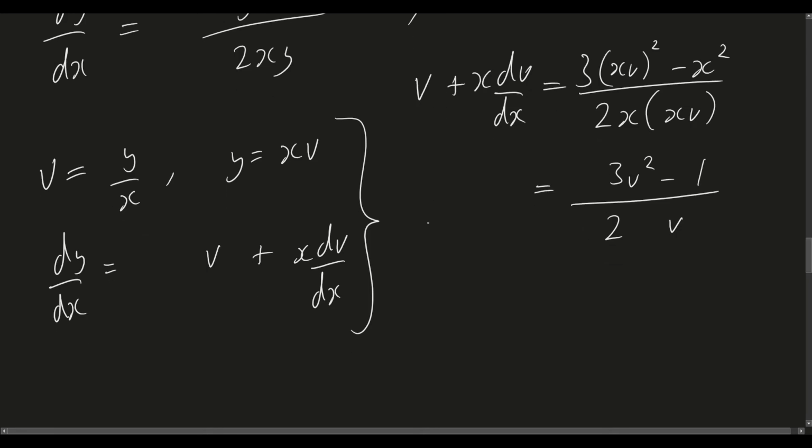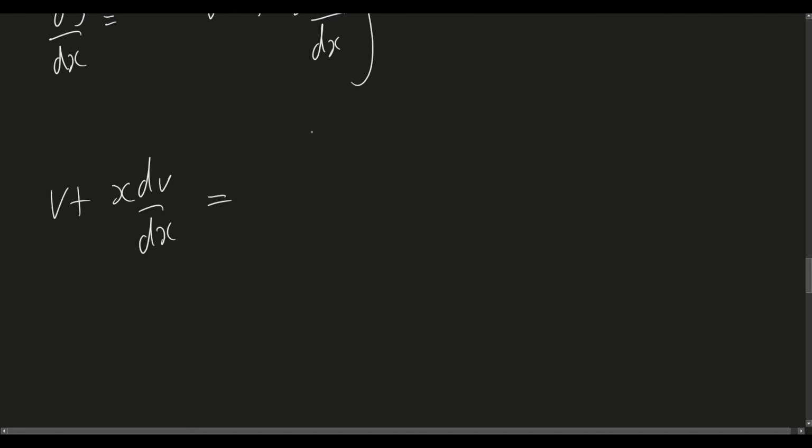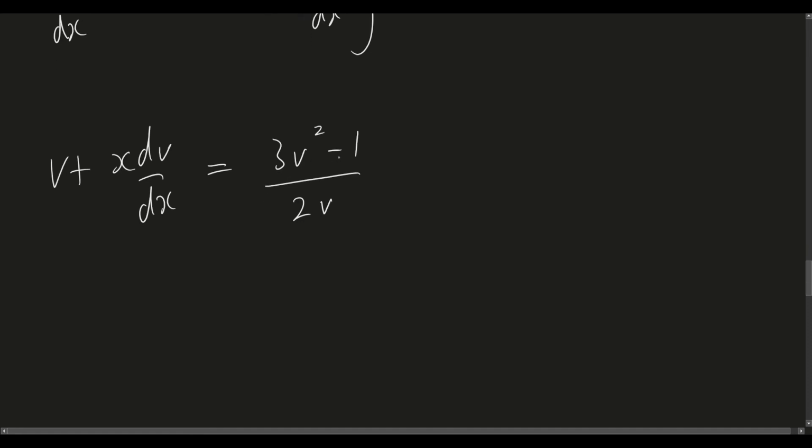Alright, so I'm just going to take this down to get a bit more space, and let's see what we have. So we had v plus x dv/dx was equal to 3v squared minus 1 over 2v. Alright, excellent. So our next step here would be to simply move that v across, and we're left with x dv/dx equals 3v squared minus 1 all over 2v, subtract v.